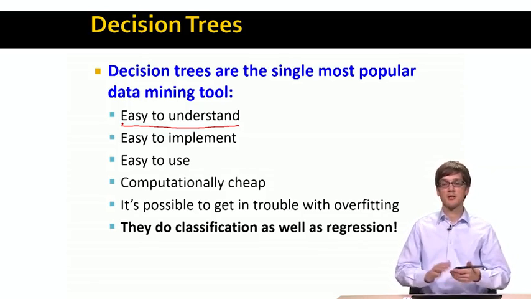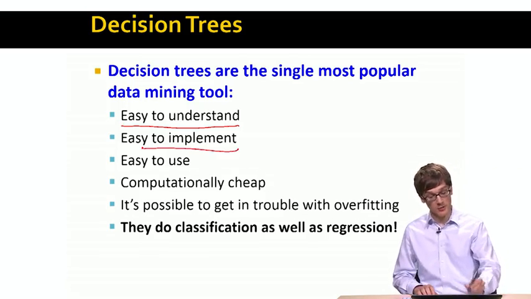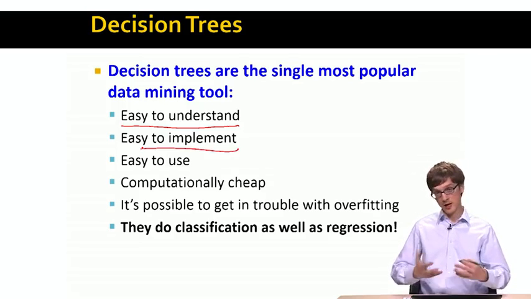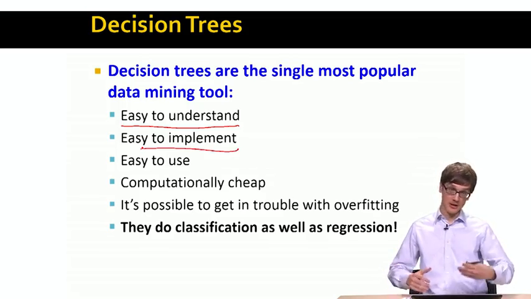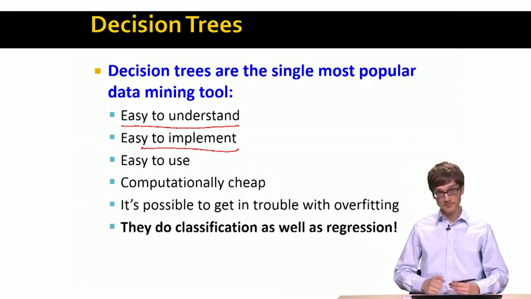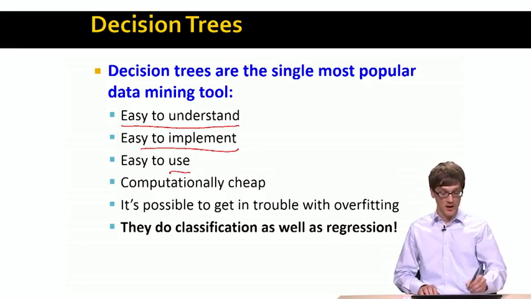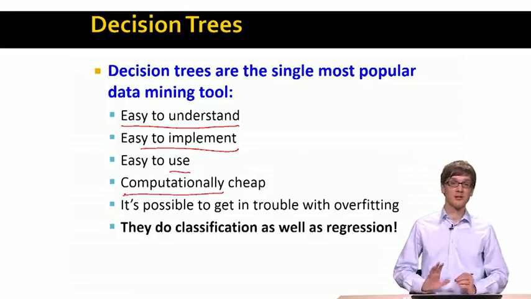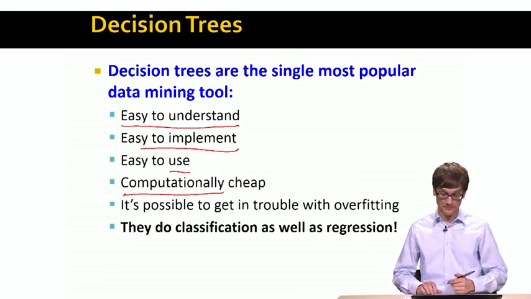We can show them a series of splits and say, because of these conditions, this is the classification that has been made. Decision trees are also very easy to implement. The training stage is not that complicated, and once we have the tree, it's very easy to use it for classification. So trees are also easy to use. Another important thing is that they are computationally very cheap, in the sense that classification is easy.